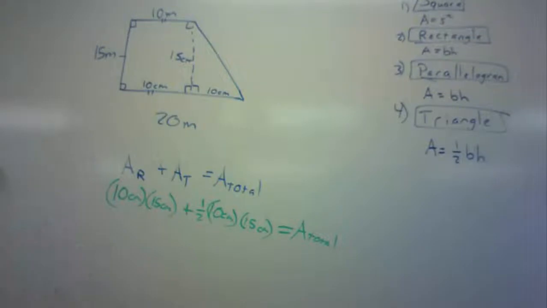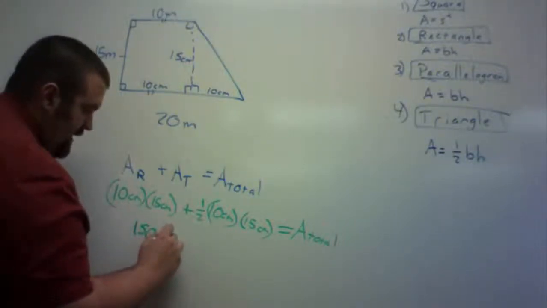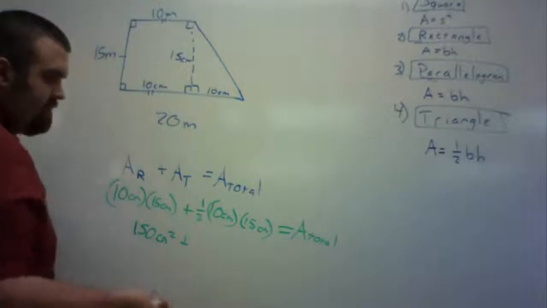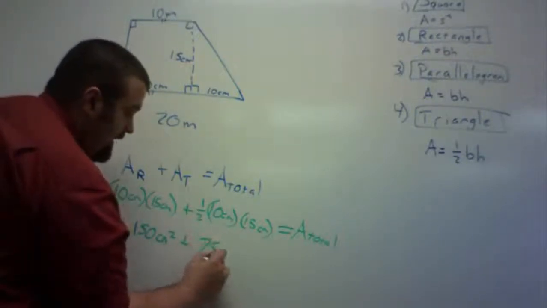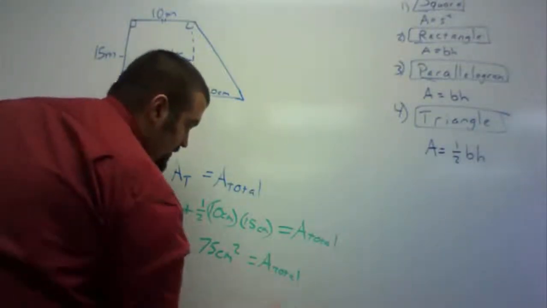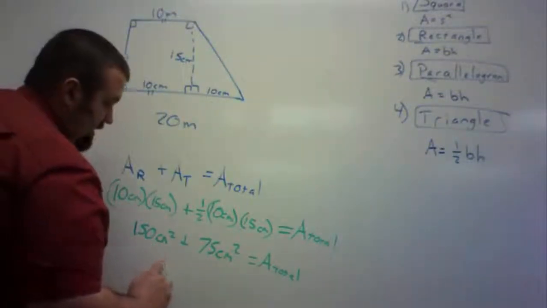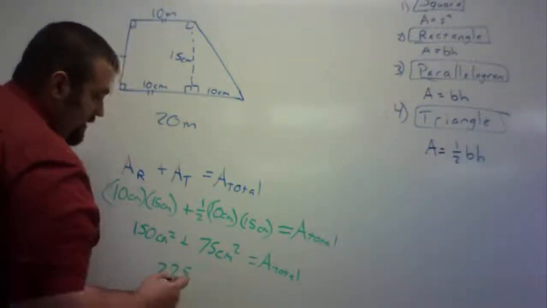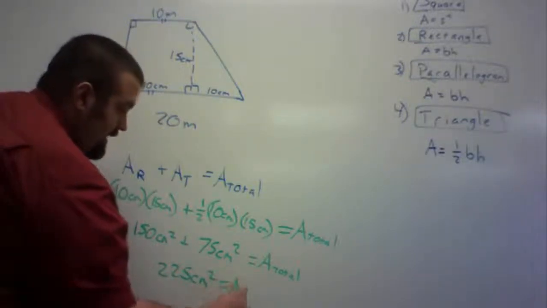Oh wait, this is now just a solve. Plug in what my numbers are, simplify what I have, and I should be good to go. 10 times 15, 150 centimeters squared. 10 times 15, 150 times 1/2, 75 centimeters squared. And at this point, it's just a simple addition of 75 and 150. Go ahead and use a calculator, however, you should be able to do this without one. 225 centimeters squared is the total area.